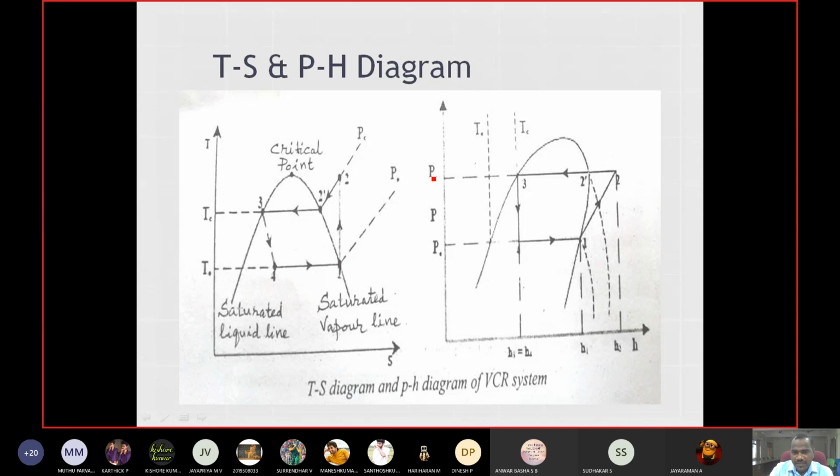In the case of the pH diagram, we can also have the same. 1 to 2 is isentropic, then 2 to 3 is isobaric. You can compare that the isobaric and the isothermal are the same here. So we have an isobaric process, then 3 to 4 is isentropic again. So H and S will be the same, right? So isentropic, then isobaric.